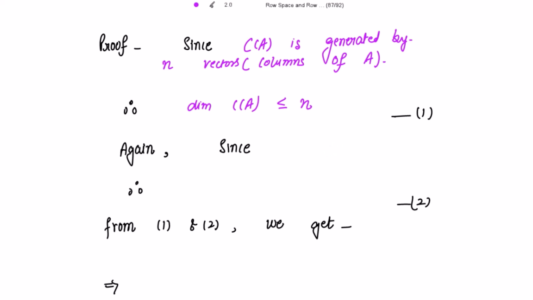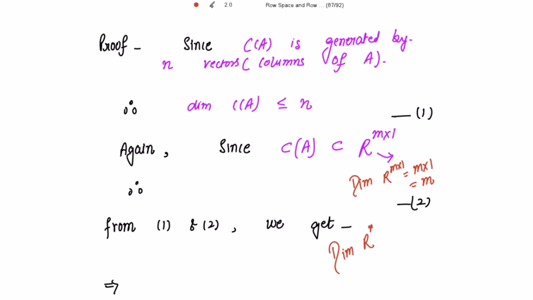Now again, since we also know that the column space of A is a subset of the vector space R m by 1, right? And what is the dimension for this? The dimension of vector space R m by 1 is equal to m multiplied by 1, that is m, right? In general, you can also notice that for the vector space R m by n, the dimension of this vector space is equal to m into n, that is mn, right? So the multiplication of the number of rows and the number of columns is the dimension of the vector space of the type m by n, or whatever the number of rows or columns may be.